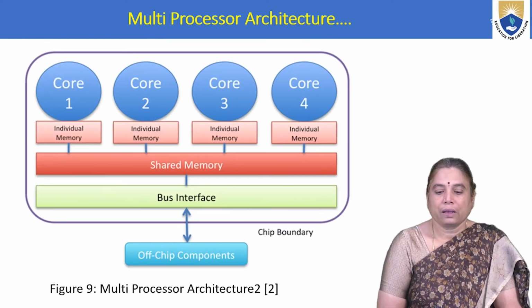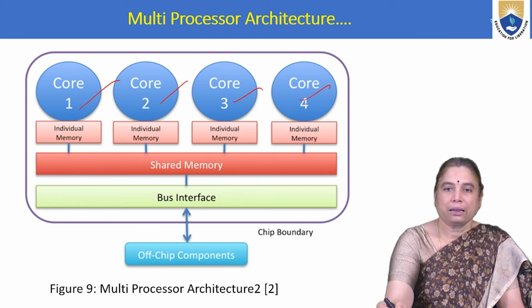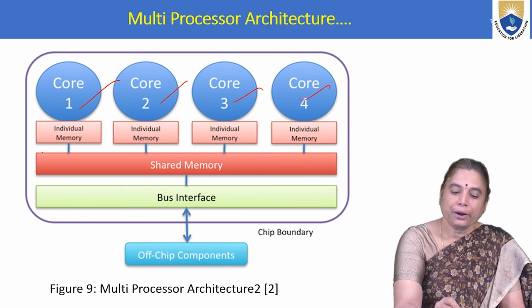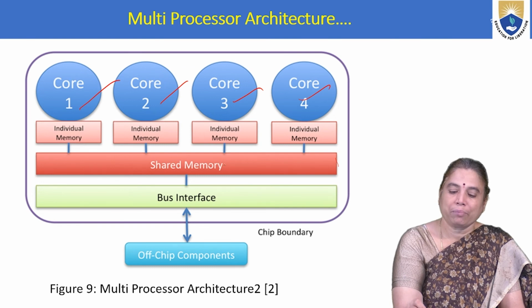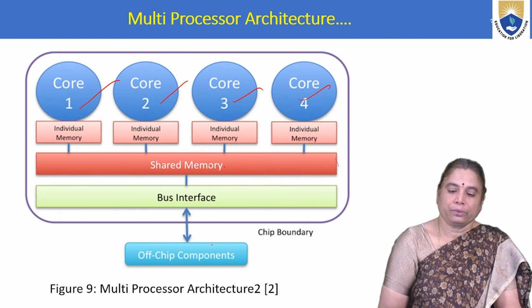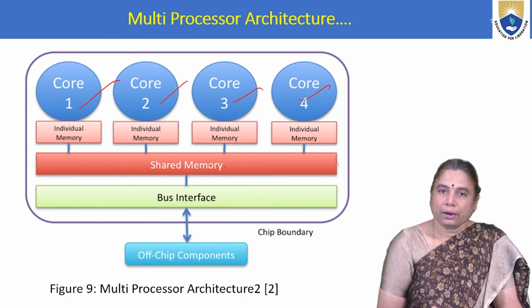Now how can this architecture be looked at? Here there are 4 processors, which can have their own individual memory, and all processors are connected to the shared memory so that exchange of data, communication and synchronization can be carried out. Via the bus interface, they are connected to the off-chip components. So this is the layout of the multiprocessor architecture.